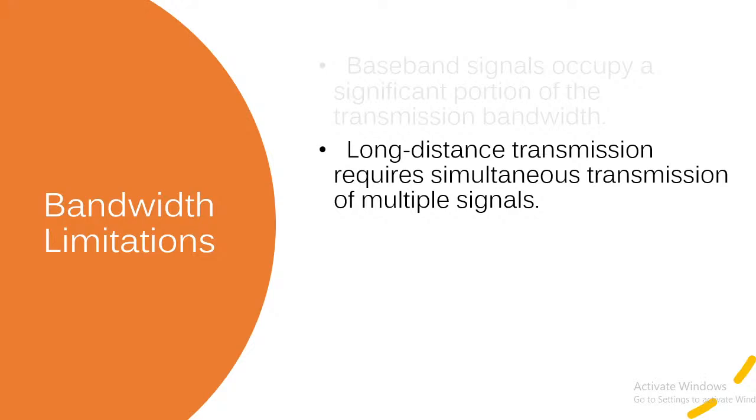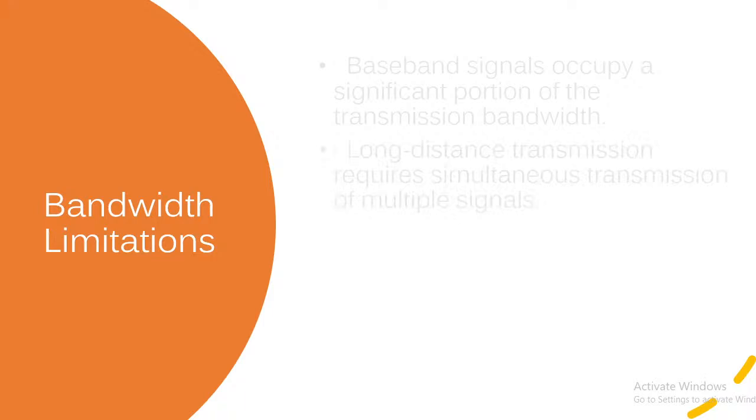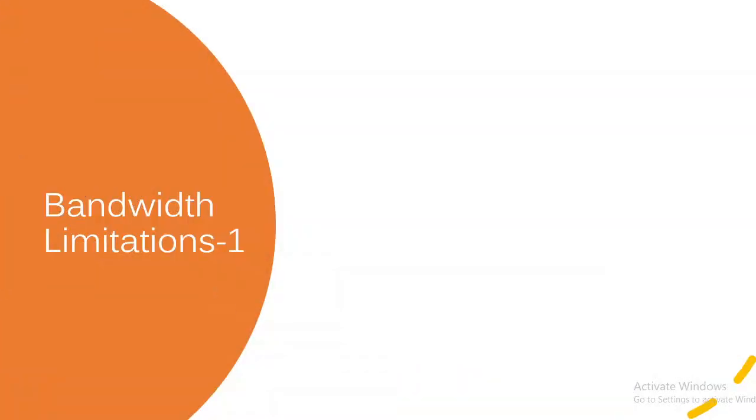In long distance transmission, they require transmission of multiple signals simultaneously. Why? Because many people will talk simultaneously, not one person. Since many people talk simultaneously and each one is occupying the same portion of bandwidth, ultimately it becomes like noise. Like in your class when all of you are talking, somebody comes from outside, he cannot distinguish who is saying what. So that becomes a problem in long distance transmission.